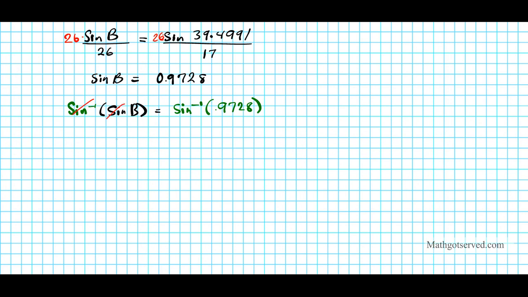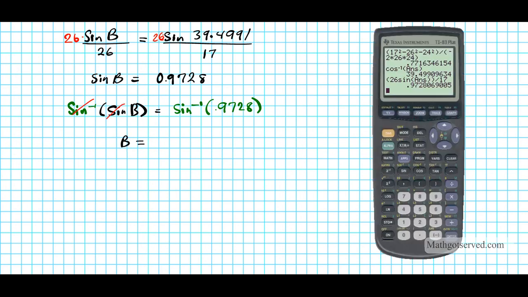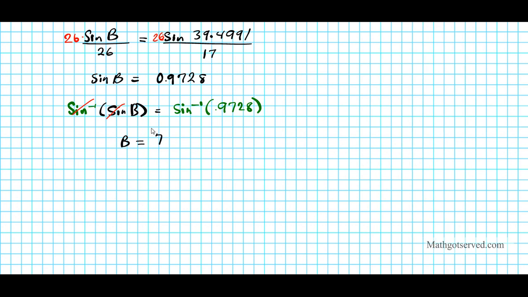And then we have B equals, and then let's plug that into our calculator. The inverse sine of previous answer, enter, 76.6077. All right, so let's write that down. Angle B is 76.6077. All right, so there goes angle B.